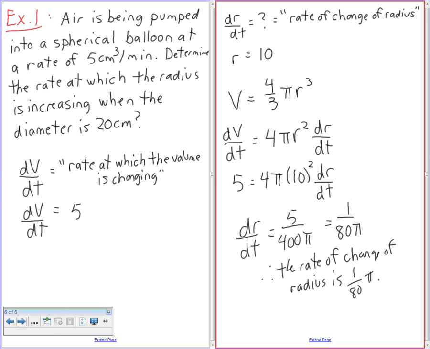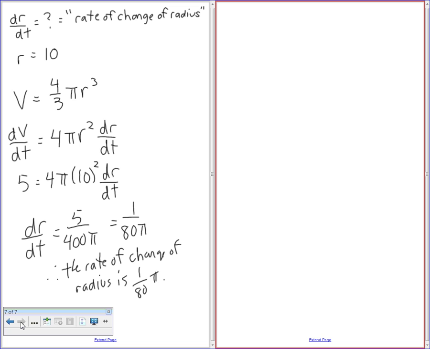Or is that too tricky? No, it's not too tricky. You guys can do this. It is tricky. You guys can do it. Example 2.